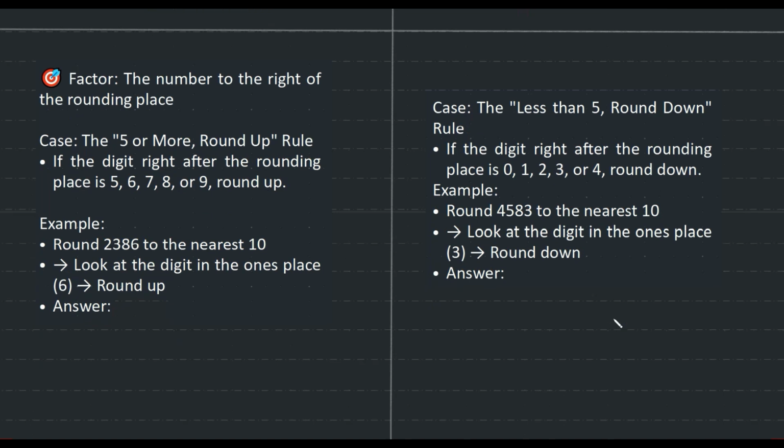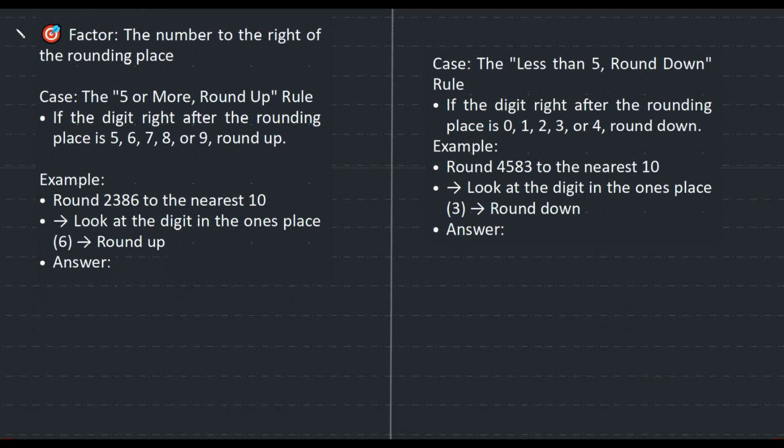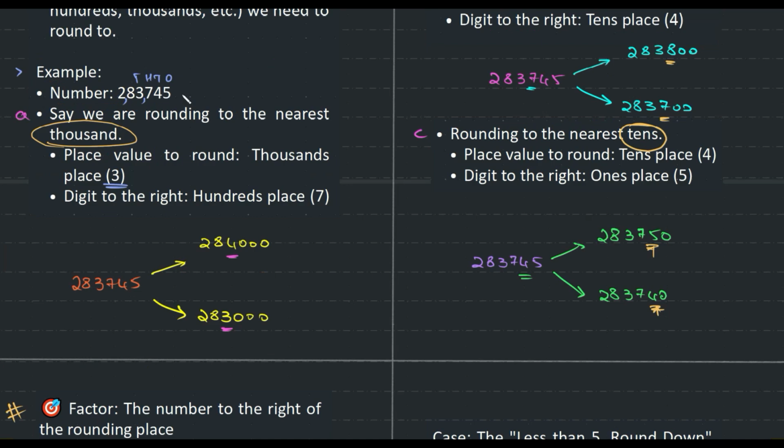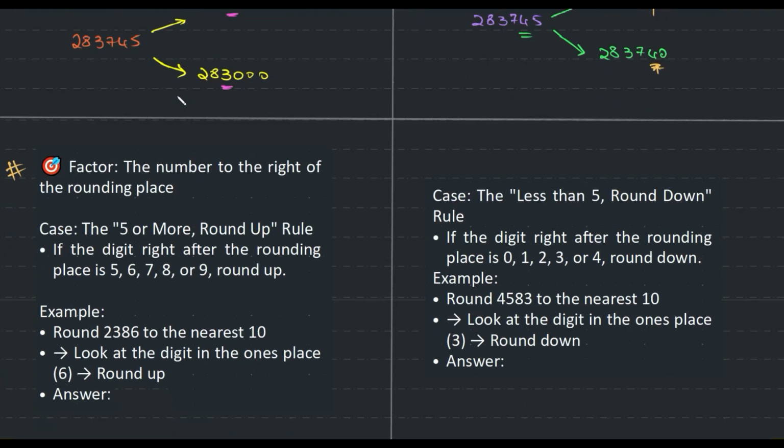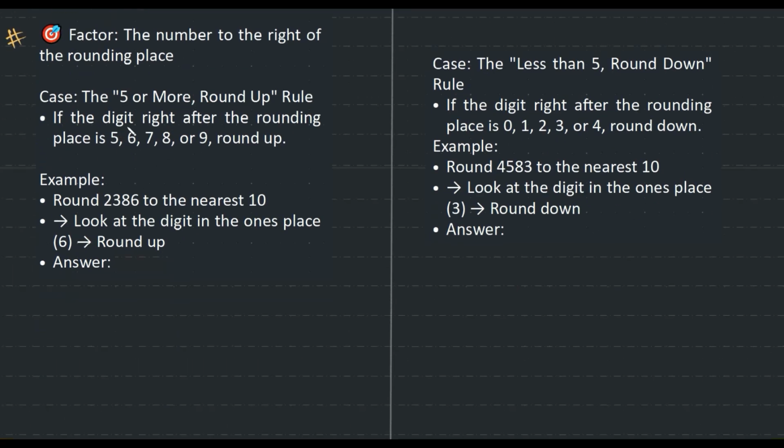Now, we will look at the second factor, that is the number to the right of the rounding place. So if you have a number after the rounding place, if it's 5, 6, 7, 8, 9, you will round it up. If it's 0, 1, 2, 3, 4, you'll round it down.